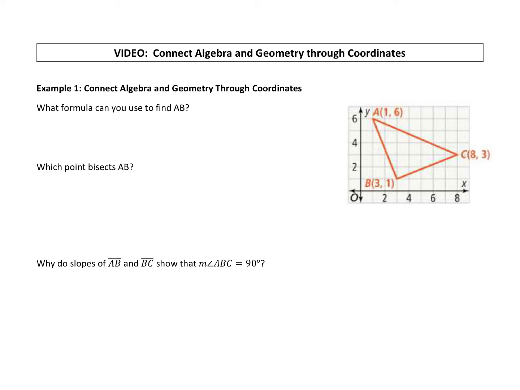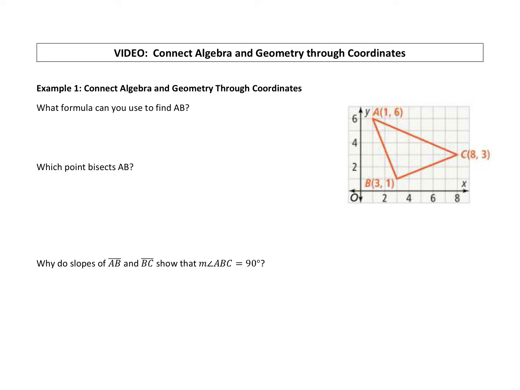Okay, so in this example, we're going to work on connecting algebra and geometry through coordinates. So we have a triangle over here on a coordinate plane. Each vertex of the triangle is labeled A, B, C, and we have the coordinates of each vertex. The question is, what formula can you use to find AB? So when they're asking for AB, they want to know how long AB is. And we know how to find how long something is.